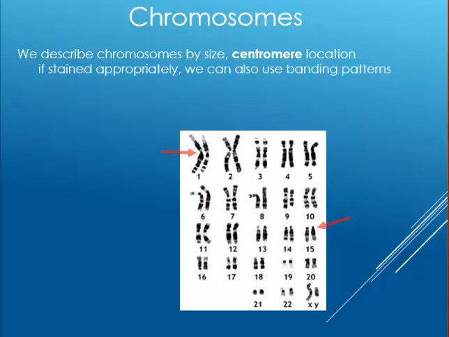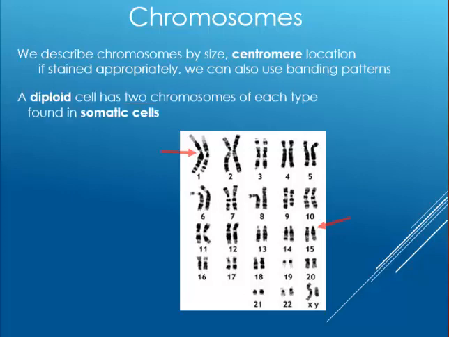In the laboratory, if you stain the chromosomes appropriately, you can actually see banding patterns that are unique to each type of chromosome. Now, in most somatic cells, we have a diploid condition in most organisms. A diploid condition means that there are two chromosomes in each cell of each type of chromosome. So, for example, in this picture, we see a karyotype, which shows two types of chromosome 1, two versions of chromosome 2, and so on and so forth.